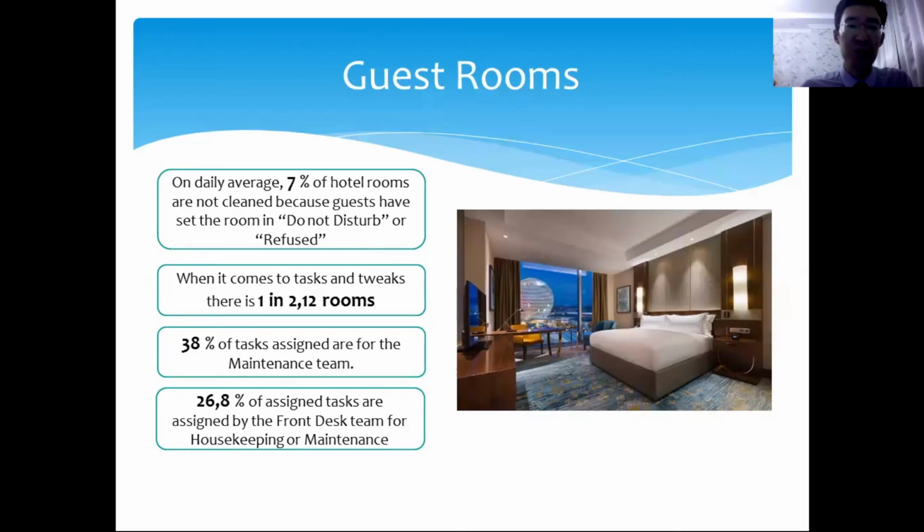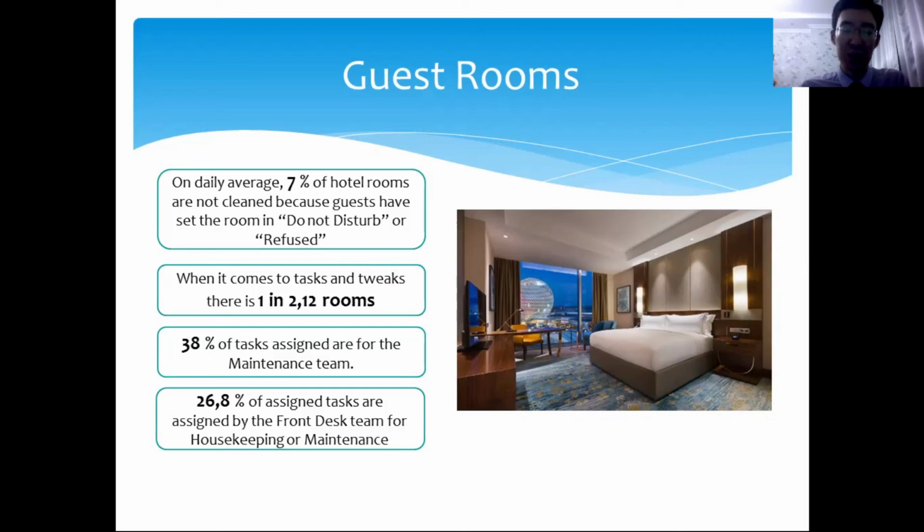So when it comes to the guest room, the daily average is about 7% of hotel rooms not cleaned because the guest left the do not disturb or refused sign. About 1 in 2 rooms ask for an additional cleaning task. That is why during the evening shift we have 1 housekeeper, a room attendant, for every 30 rooms, because 1 in 2 rooms will ask for some additional cleaning or tasks.